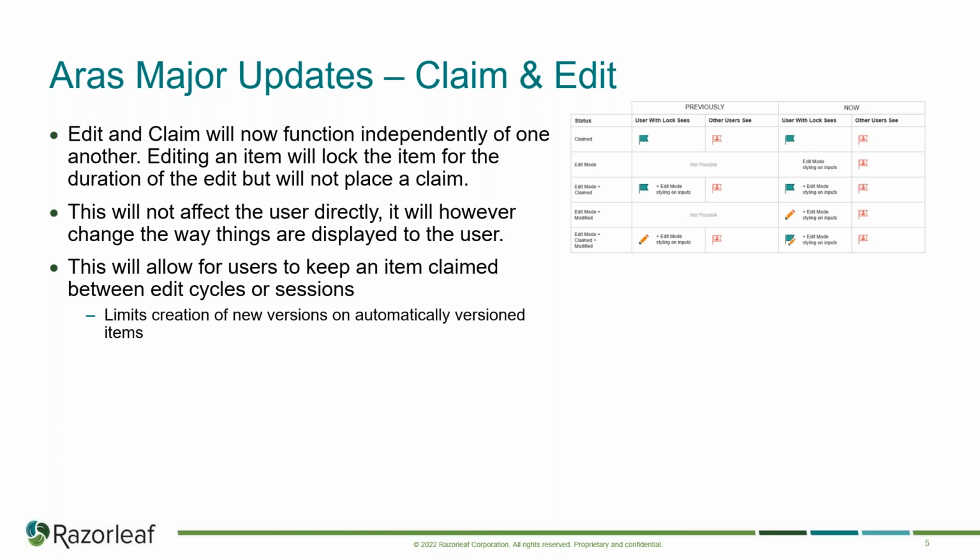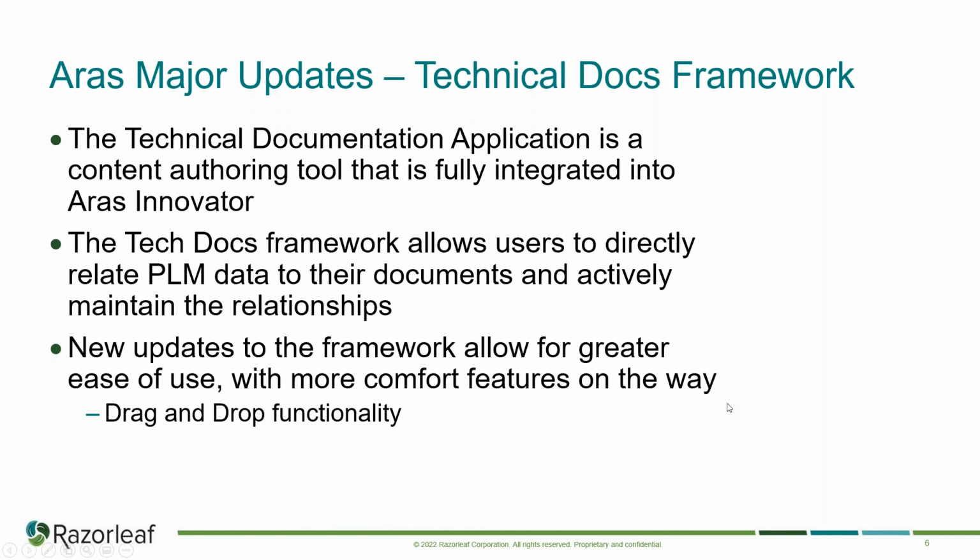So this will allow for users to keep an item claimed between edit cycles or sessions. If your item is automatically versionable, whenever the claim or edit is completed, that would automatically version the item. So maintaining that claim will limit the creation of new versions, and in Aras's intent, it'll prevent the creation of excess versions and also preserve the meaning of versions in a more important way. So if we move on, we can also touch on some of the tech docs framework.